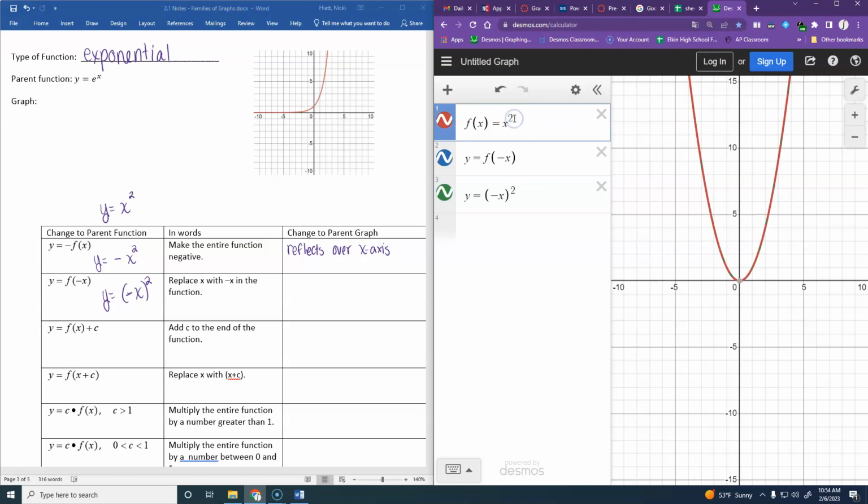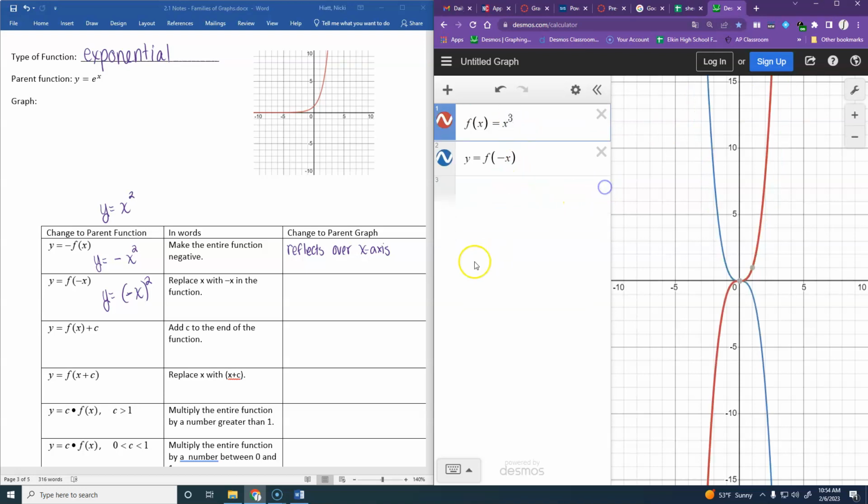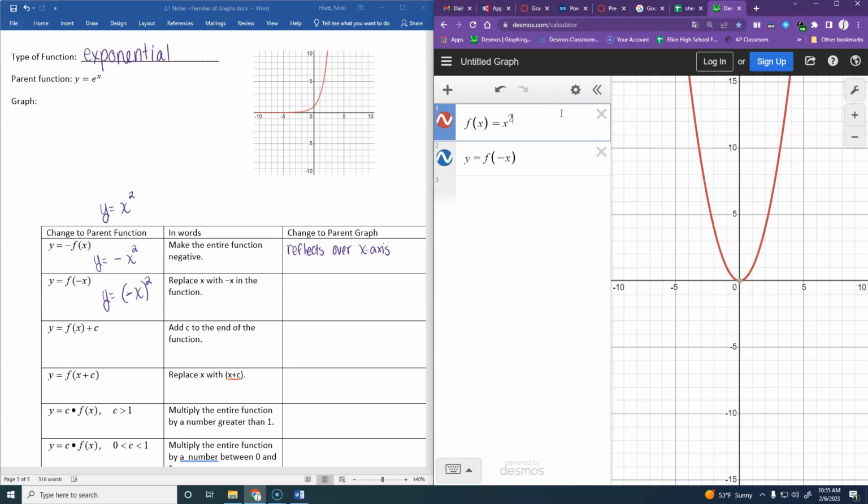Okay, let's try something else. Let's make this x to the third. Let me get rid of this one. Okay, so now look at my red graph versus my blue graph. It reflected it across the y-axis. Why didn't it look like it did anything whenever I had the x squared? It's symmetric, right? The two sides look the same, so it didn't look like it did anything, but it actually was reflecting it over the y-axis.